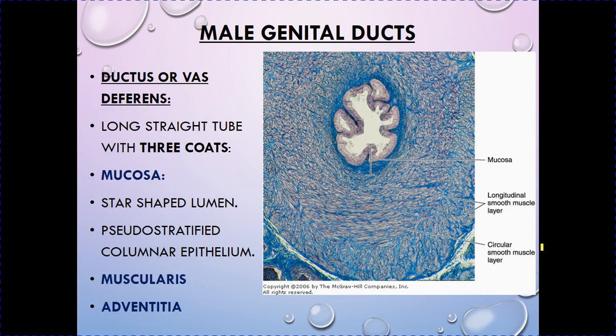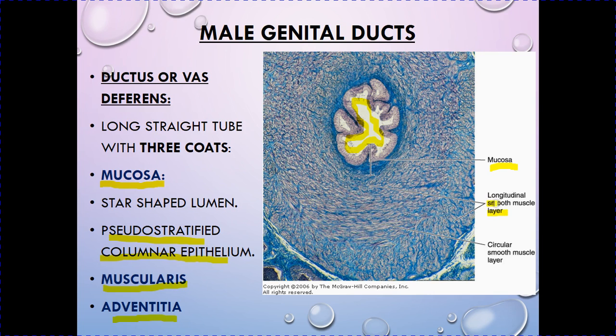The last duct is called the ductus or vas deferens. It is a long straight tube having three coats: mucosa, muscularis and adventitia. The mucosa is thrown into folds, hence the lumen appears star-shaped. This is the star-shaped lumen of the vas deferens because of the folding of the mucosa. The epithelium is pseudo-stratified columnar epithelium. The muscularis is very thick.